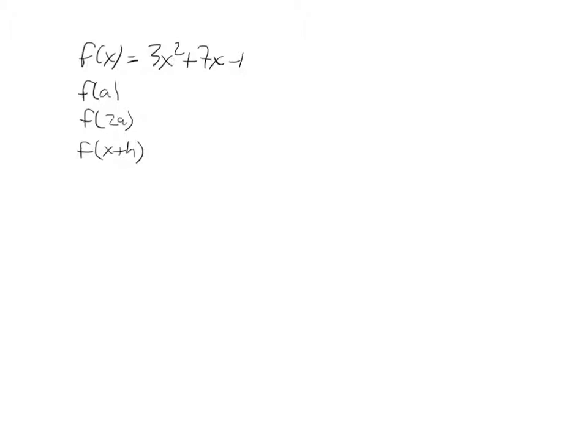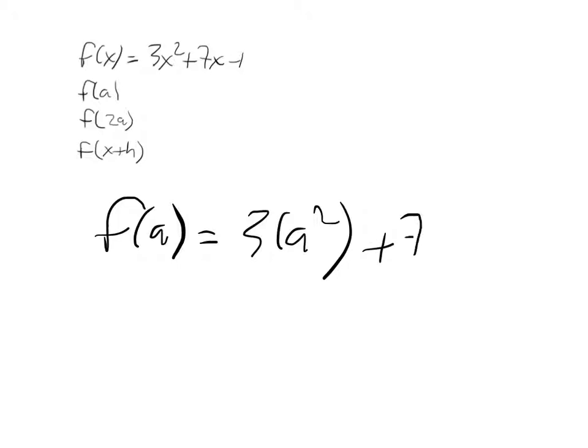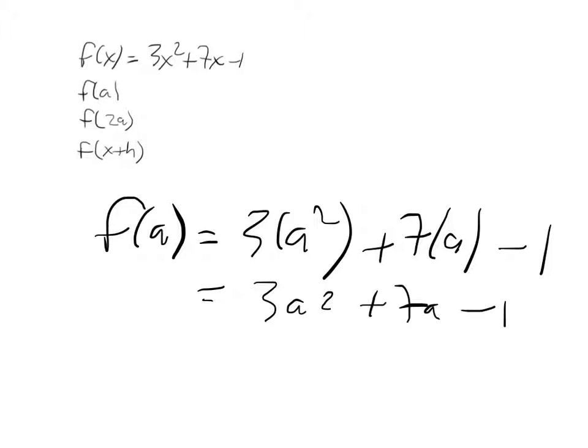So our rule here looks like we take an input x, square x, multiply it by 3, add 7 times x, and then subtract 1. And so our rule is a quadratic rule, if you will. So let's suppose we wanted to find f of a. Instead of f of x, f of a clearly is just going to be 3 times a squared plus 7 times a minus 1, or 3a squared plus 7a minus 1.